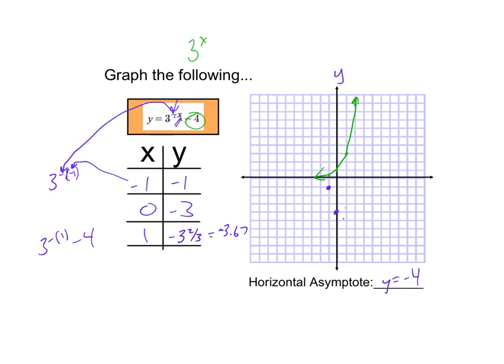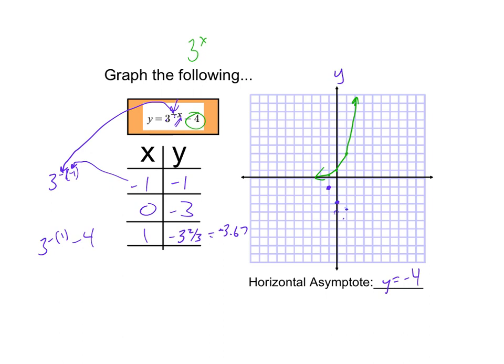Oops. Just realized that I had put that at negative 4 instead of negative 3. So let's do a quick erase on this and put that at negative 3. And then this is negative 3.67.